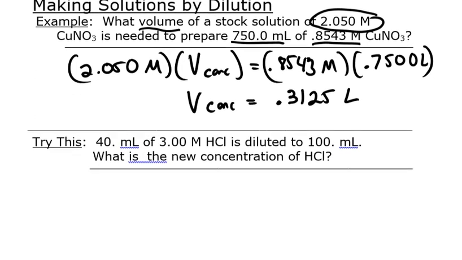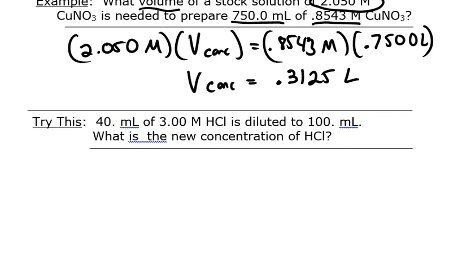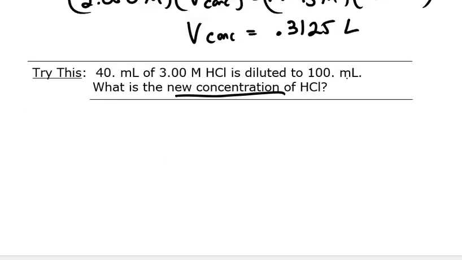All right, now it's time for you to try an example. 40 milliliters of 3 molar HCl is diluted to 100 milliliters. What's the new concentration? All right, so in this case, what you don't know is a concentration. So the unknown is actually the concentration, the molarity of the dilute.